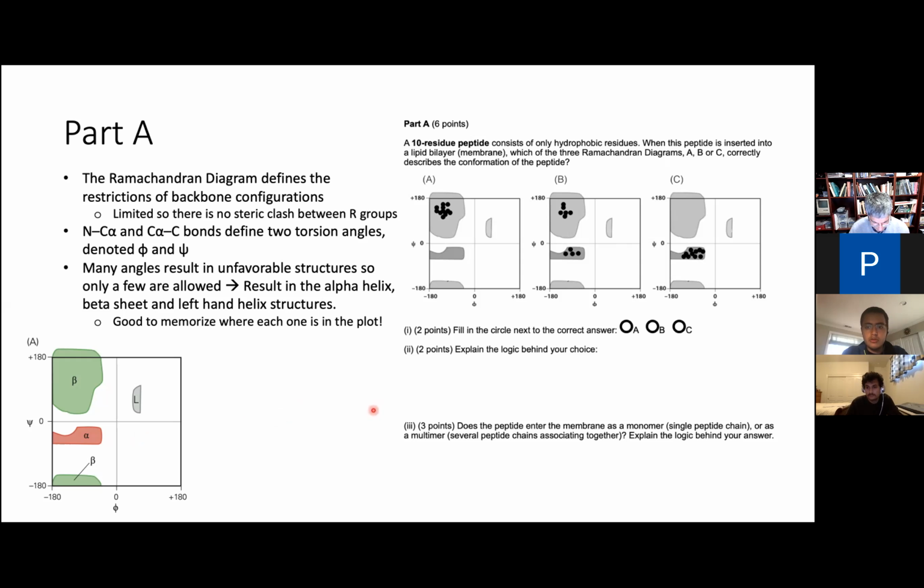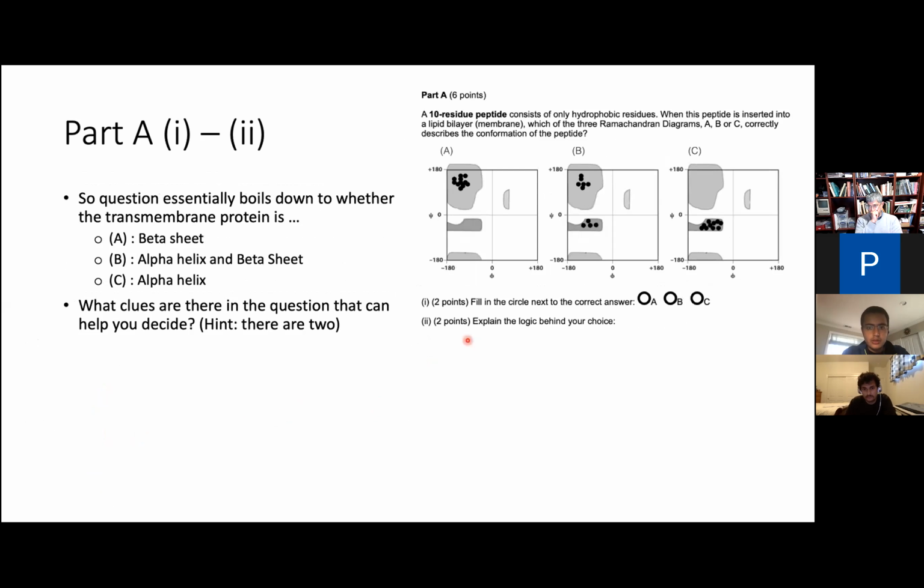So let's move on to parts 1 and 2 of this question. Now that we know where the alpha helices and the beta sheets are in this Ramachandran diagram, the question essentially boils down to: is this peptide only a beta sheet? Is this peptide an alpha helix? Or is this peptide consisting of both alpha helices and beta sheets?